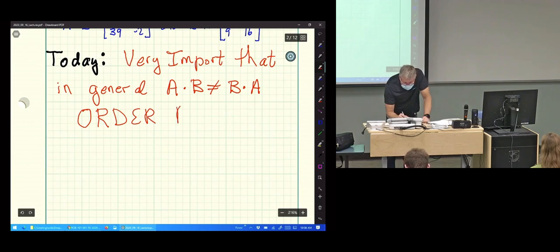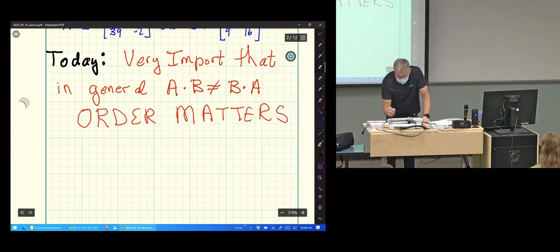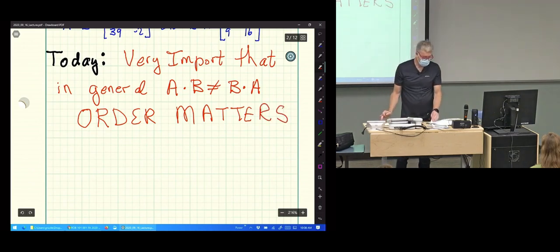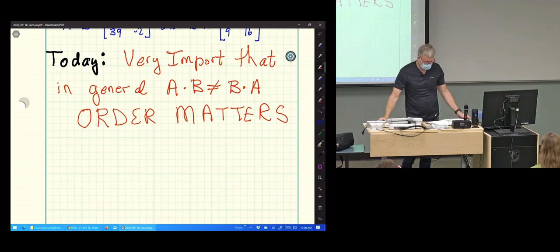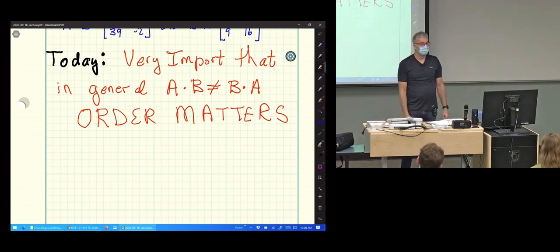And that's very different than when we multiply numbers. We're very used to square root of 2 times pi is the same thing as pi times the square root of 2.